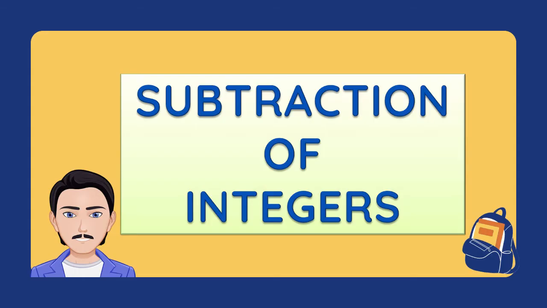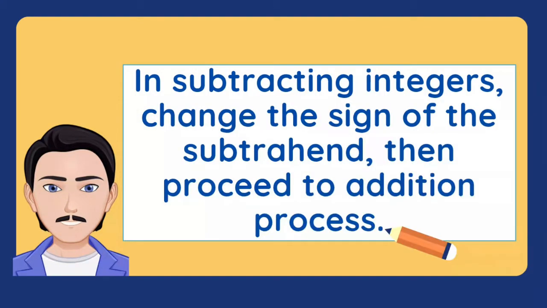Sa nakaraang video natin, pinag-aralan natin kung paano mag-a-add ng mga integer. Napag-aralan natin doon na meron dalawang rules: rule for like sign at rule for unlike sign. Ngayon naman, sa pagsusubtract ng integer, kailangan nating tandaan that we have to change the sign of the subtrahend, then we proceed to addition process. Paano natin yun gagawin?